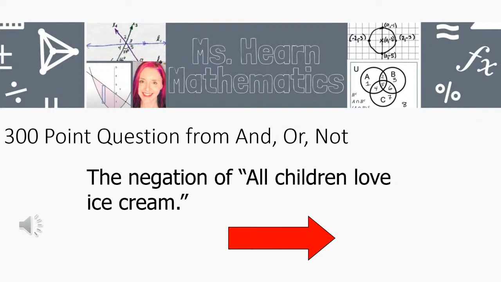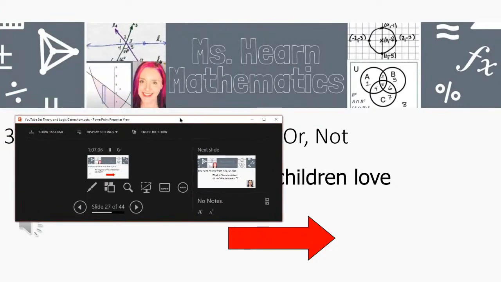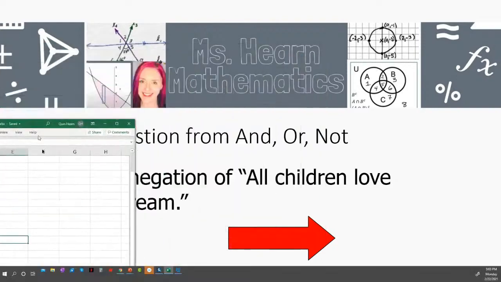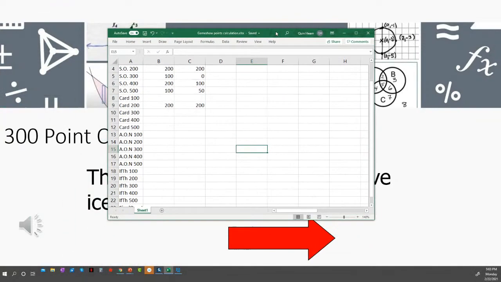That's correct. That's right, Nasanya. Not all children like ice cream. That is perfect. All right. So you're both going to get some points for that one. That was a 300-point question. Nasanya's going to get full credit. I'm sorry, Naraya. I'm mixing your names together. Sorry. Naraya is going to get full credit. Tasanya is going to get half credit.